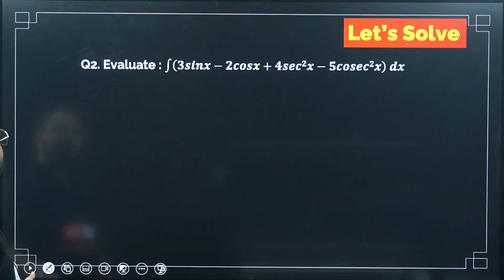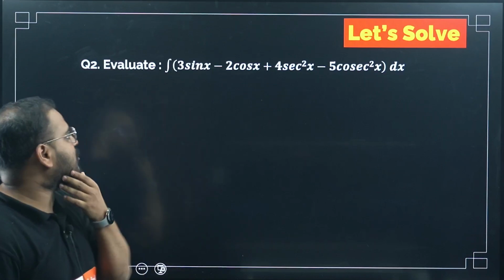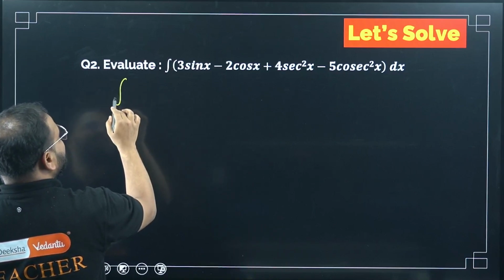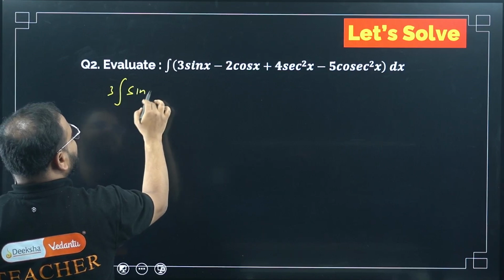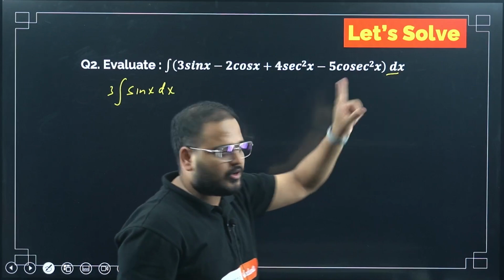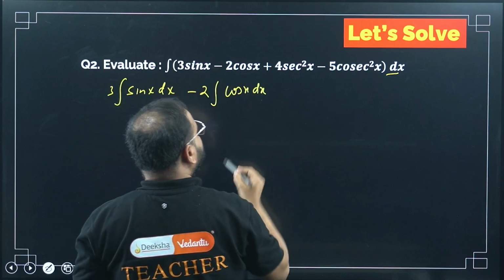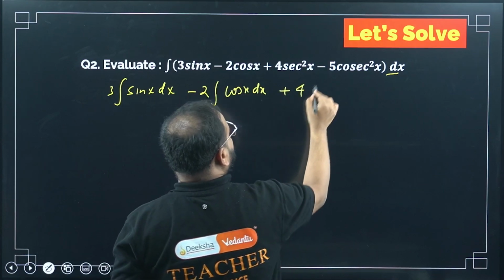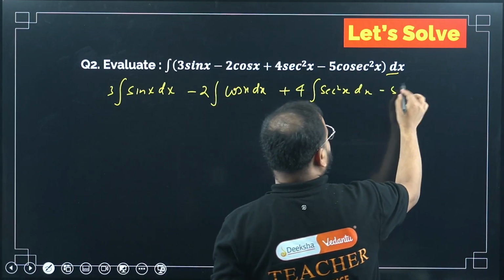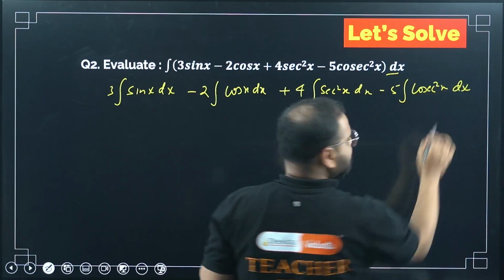Okay. Moving on. Question number 2. Integration of 3 sin x minus 2 cos x plus 4 sec square x minus 5 cosec square x. So same exact process. Apply integration to individual terms. I can write this directly as 3 integration of sin x, dx will come because if you are integrating, you write the variable we are integrating with respect to. Minus 2 integration of cos x, again dx will come. Same thing over here, plus 4 integration of sec square x, dx, and minus 5 integration of cosec square x, dx. Yes or no? Yes, sir.